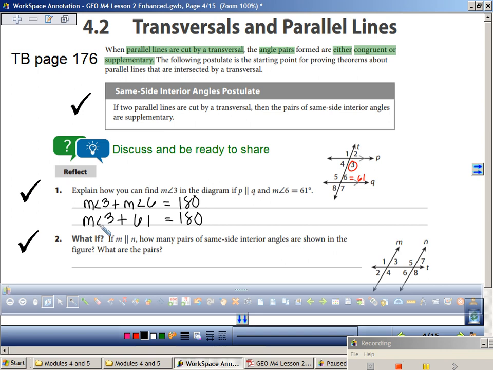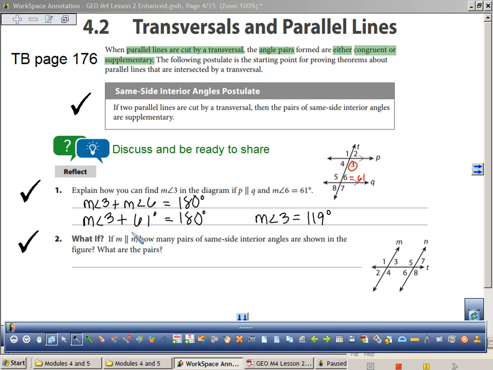So how would I find the measure of angle 3? How do I find this? 180 minus. Subtract. Just subtract. So 180 minus 61. Did anybody do it? 119. 119, that sounds right. Degrees, degrees, degrees. Precision, right? We're talking precision. If I don't have numbers, I have degrees.